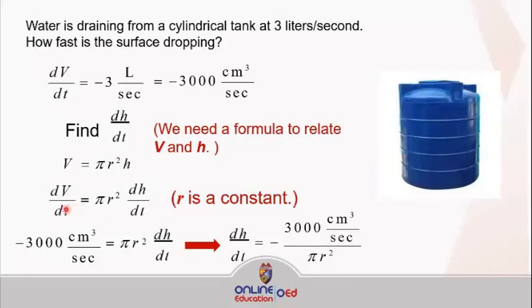Again, we have the value for dV over dt, which is negative 3,000 cubic centimeter over second. And then our right-hand side is pi r squared dH over dt. And then, to get dH over dt, we will use something like cross multiplication. So we have the value negative 3,000 cubic centimeter per second over pi r squared.